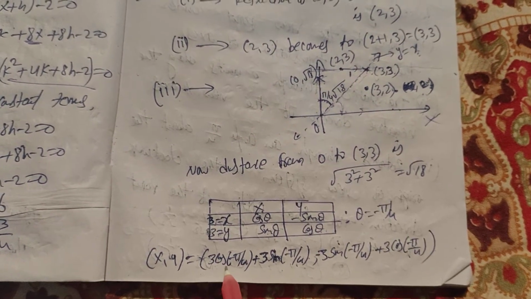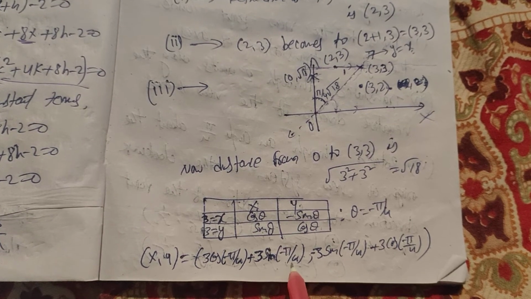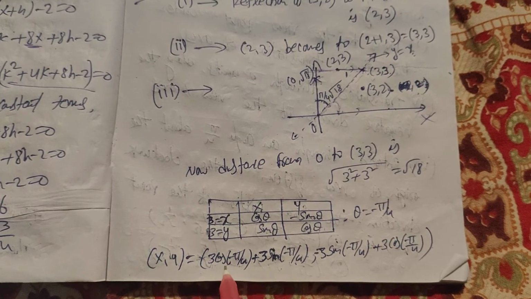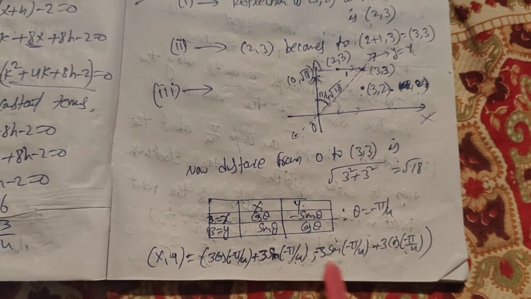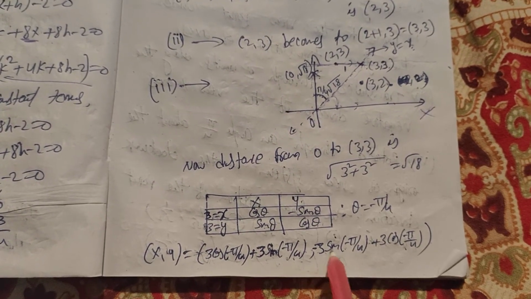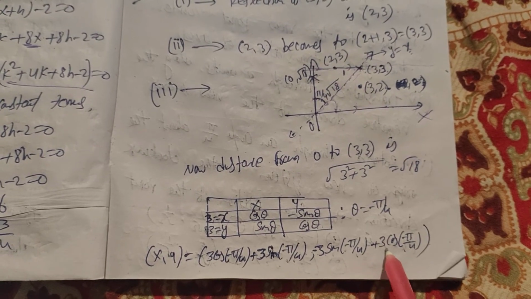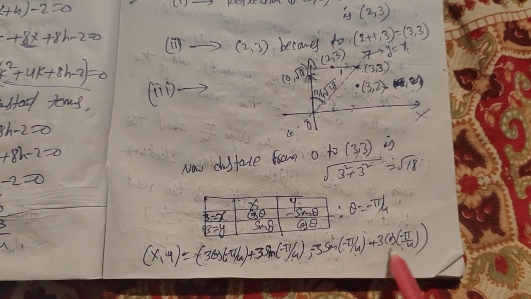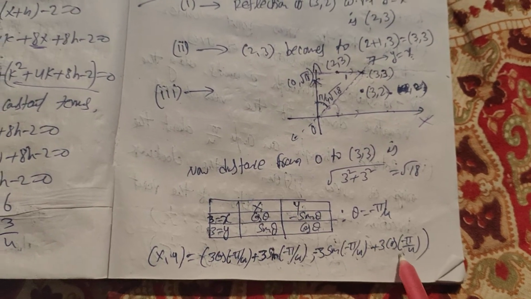Already I told you, cos of minus theta is equal to cos theta, sin of minus theta is equal to minus sin theta. So this is nothing but 3 cos pi by 4 minus 3 sin pi by 4. Here minus into minus becomes plus, 3 sin pi by 4. This minus becomes positive only, since cos of minus theta is equal to cos theta. So it becomes 3 cos pi by 4.